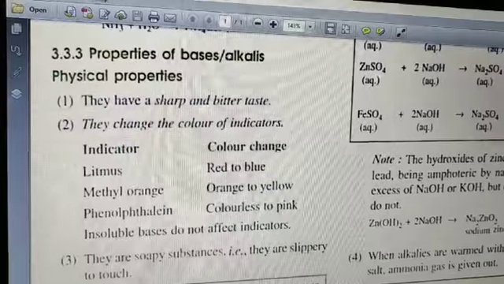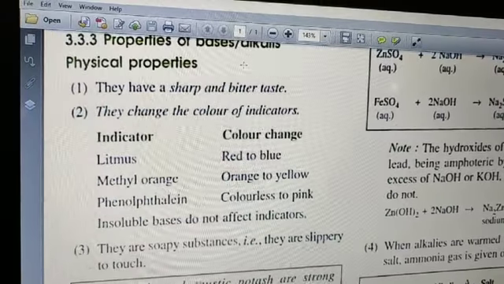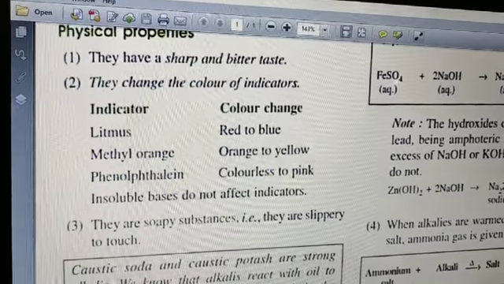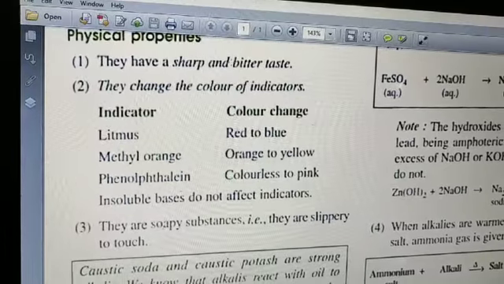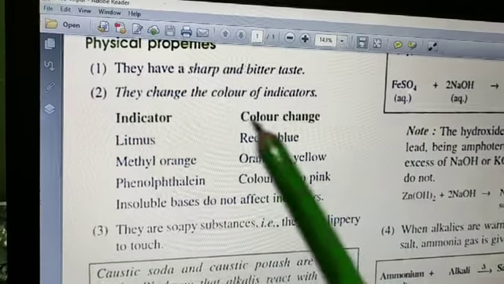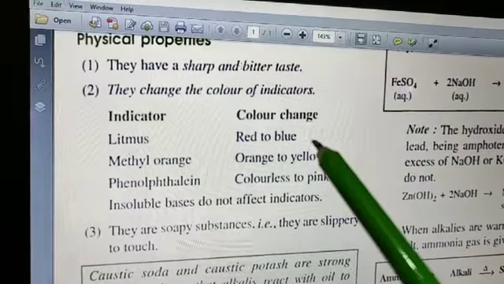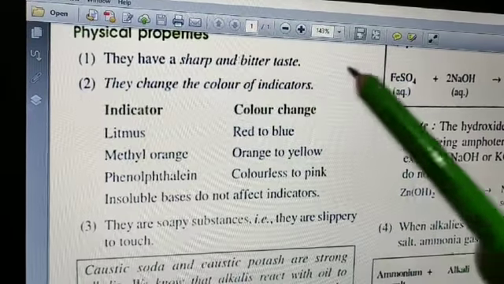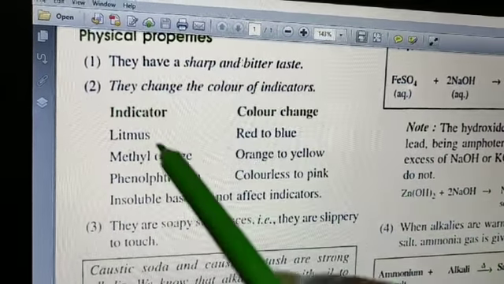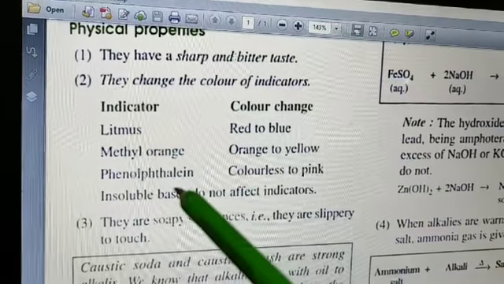Next we have the topic called properties of bases or alkali. They have a sharp and bitter taste, and they change the color of indicators. Indicators, as we learned last time, are compounds which show different colors in different solutions, either in acidic or basic medium. Indicators include litmus, methyl orange, and phenolphthalein.